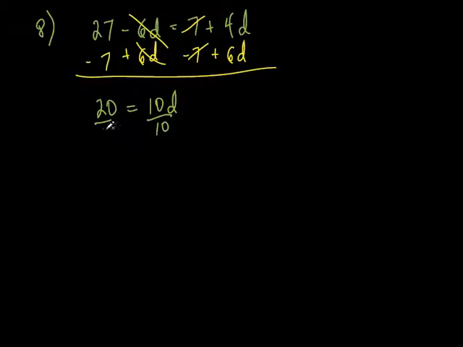Divide both sides by 10. And then D is, don't leave it like that. Don't leave it 20 over 10. Don't even leave it 2 over 1. Why would you want to leave it 2 over 1? Just leave it 2. So D is 2. That's the best way to write it.